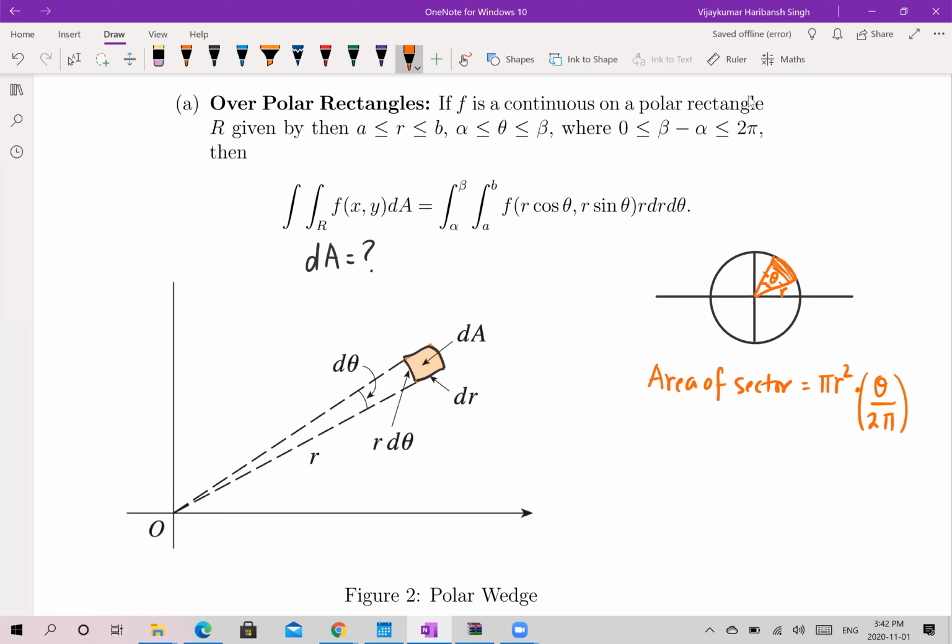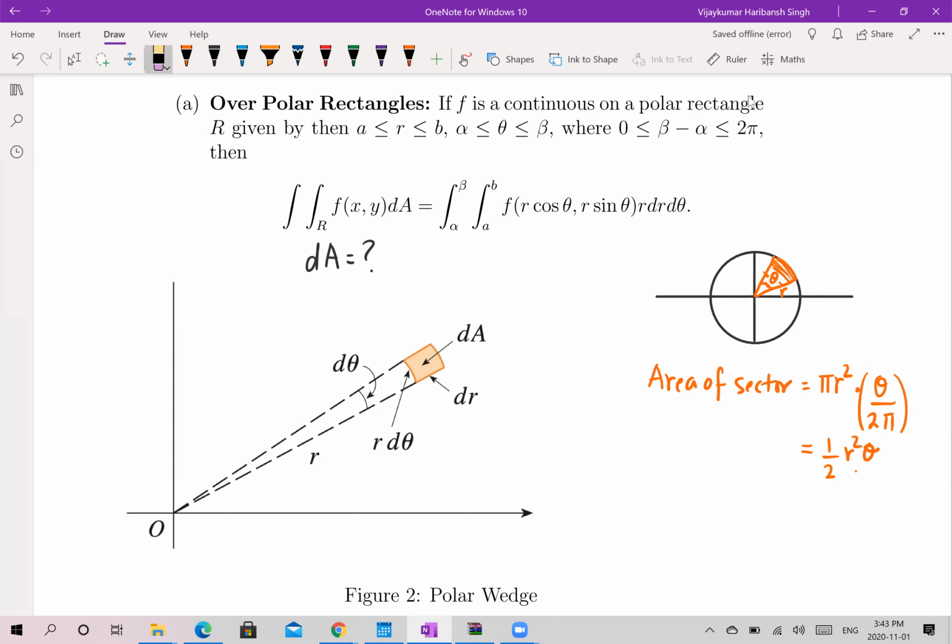And what is the area of this sector? This can be written as half r squared theta, right? So pi and pi will cancel, and we'll be left with half r squared theta. So this is the area of the whole sector. Now this can help us to compute the differential.